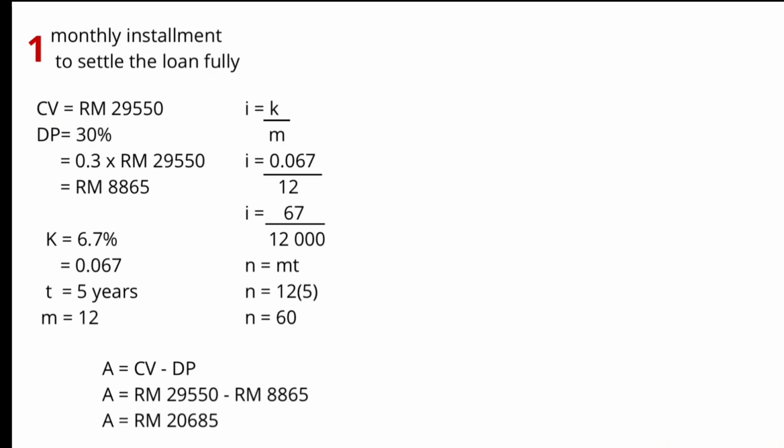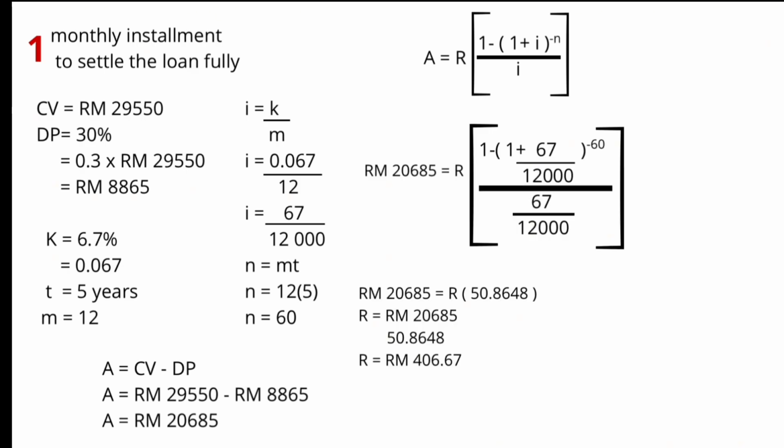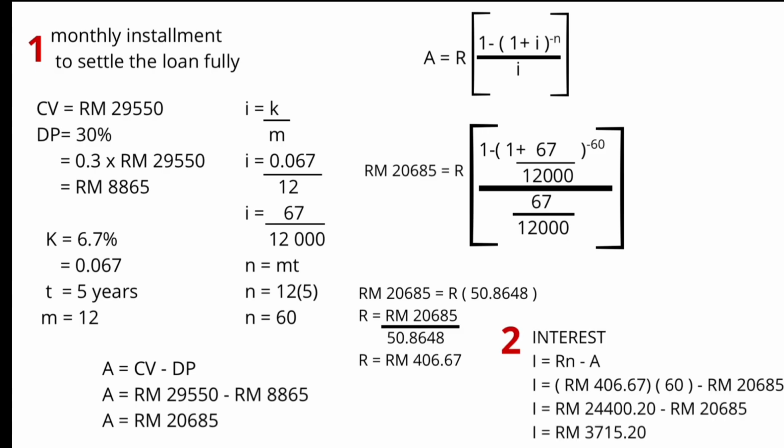After that, we use the present value formula. Now we have A but we don't have R, so we calculate using algebra and then we get R. R is the periodic payment. So the answer is 406 ringgit and 67 cents. We need to calculate the total interest. The formula for interest is I equals Rn minus A. So we just put in our Rn and A. Then the total interest is 3,750 ringgit and 20 cents.